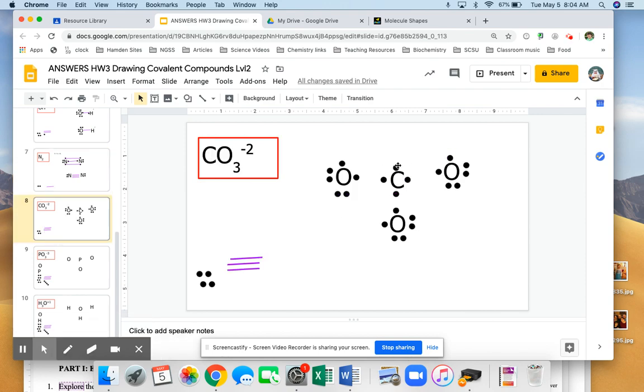Starting up, carbon has 4, each oxygen has 8. Again, I've drawn those single ones next to each other.